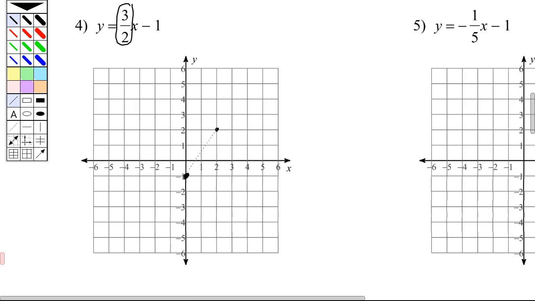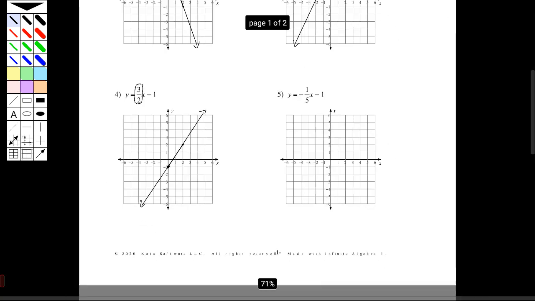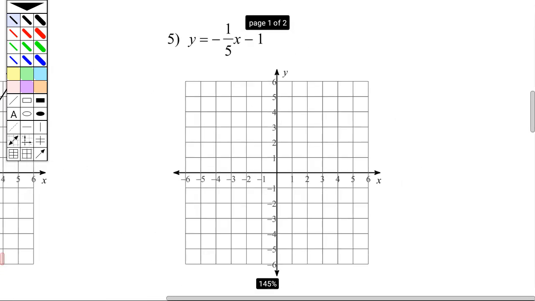So up 3, 1, 2, 3, right 2, make a point, connect my dots. And I don't just stop there, because it goes in both directions, so I got to continue all the way through. And make sure we get some arrows on there. There you have it.